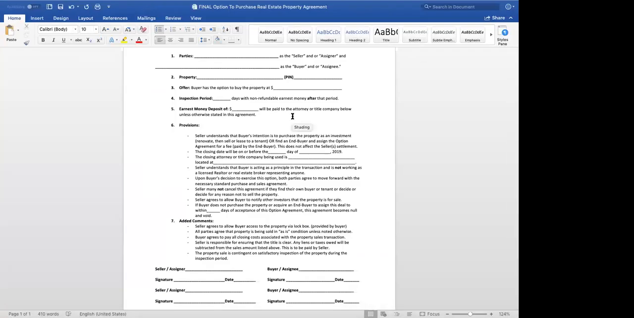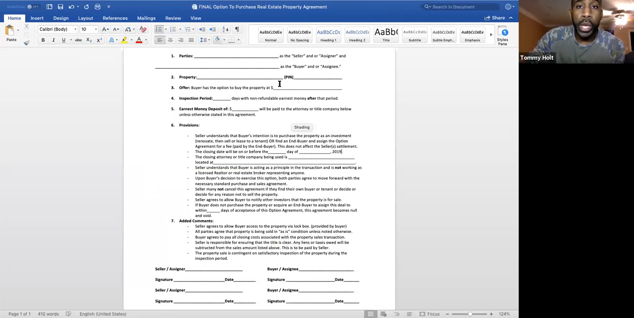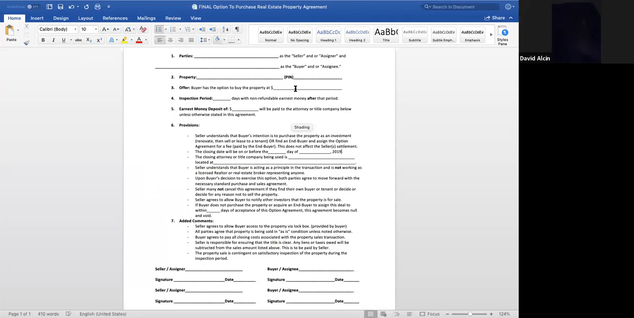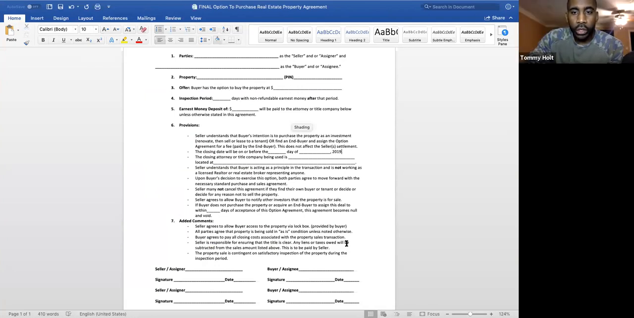Is what you're saying? So what I'm saying is that up here, I'm going to put $32,000. And then down here, it says any liens or taxes owed will be subtracted from the sales amount listed above. So what does that mean? If this says 32, right, they're going to subtract that 22, which is going to leave them with what they wanted, the 10. So I don't have to amend this contract at all. I just need to know that up front so I can put that into this.